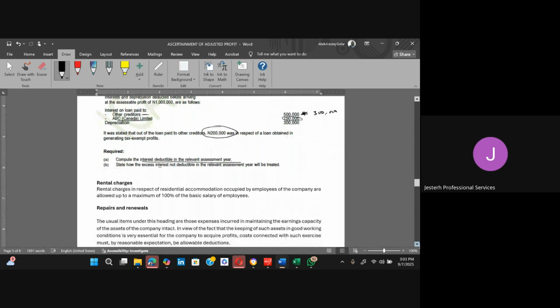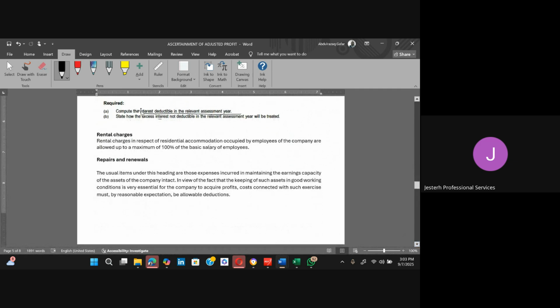Okay, so let us then state how the excess interest not deductible in the relevant year of assessment will be treated. The way it is treated is that it will be carried forward, so it can be carried forward for 5 years, which means the same restriction will still be applied to the subsequent period. So that is what we have to do. Then for the rental charges in respect of residential accommodation occupied by employees of the company, they are allowed up to a maximum of 100% of the basic salary of employees.